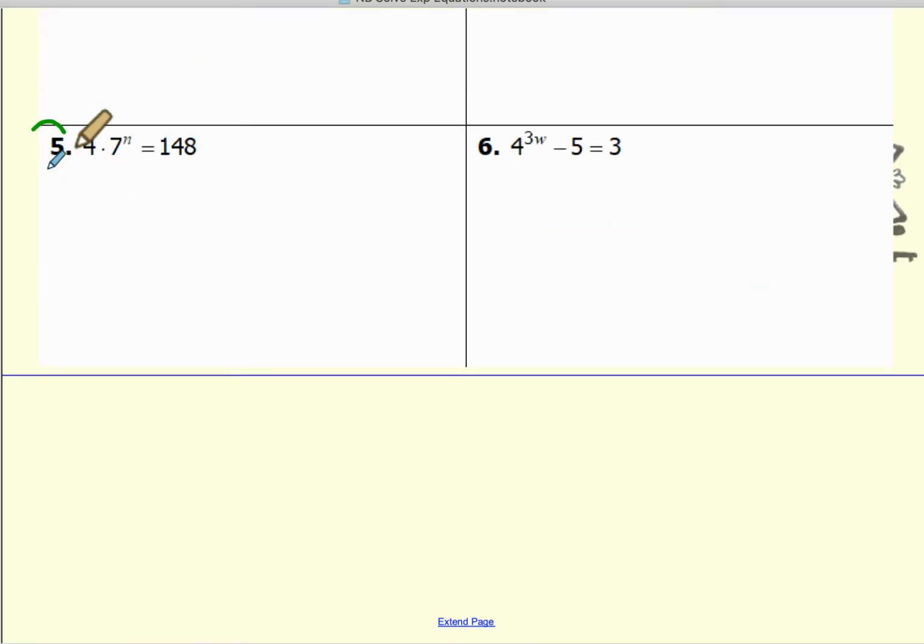Okay, so let's go ahead and do number 5. So first thing is I'm going to isolate the exponential. So I'm going to divide both sides by 4. So that's going to give me 7 to the power of n equals 37.